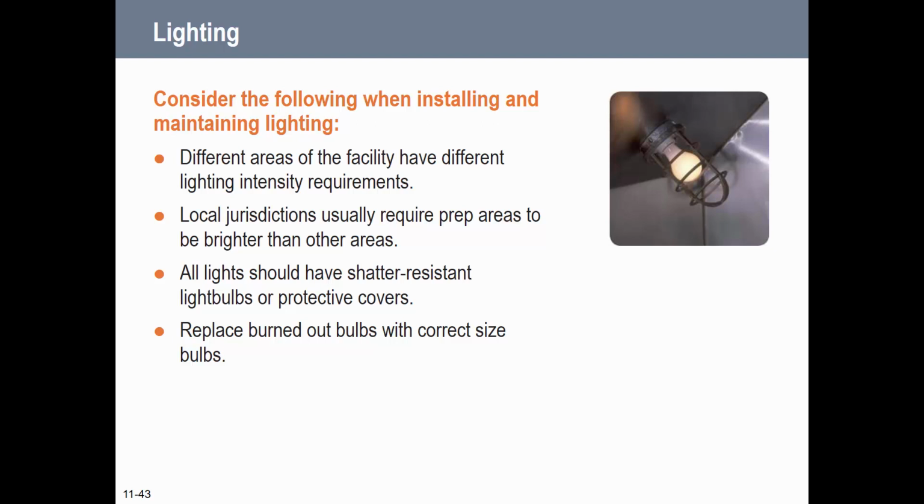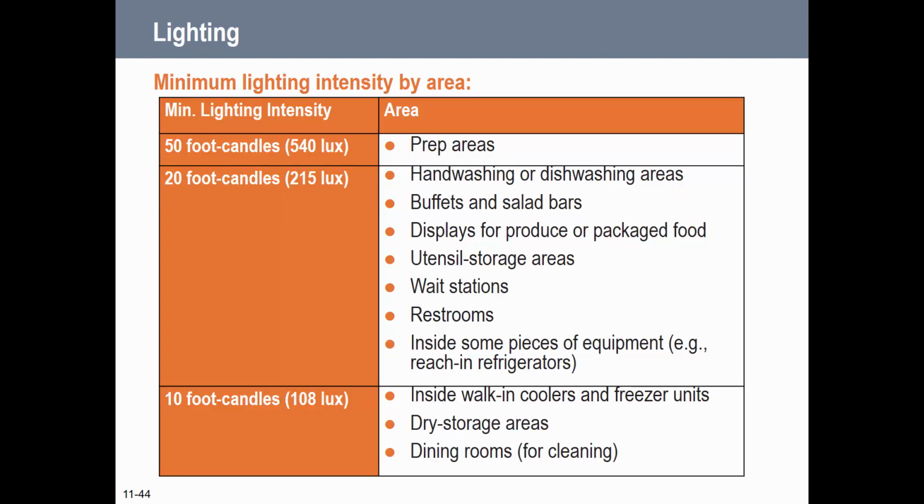We should also have shatter-resistant light bulbs or protective covers, just so you can prevent, if a light bulb breaks, falls out, you don't want it to end up in food or contaminate things as well. And this is just a great idea in general. Make sure anything burnt out, you replace the correct size bulb, correct wattage, correct voltage, because that can be a fire hazard as well. So lighting's something to look at.